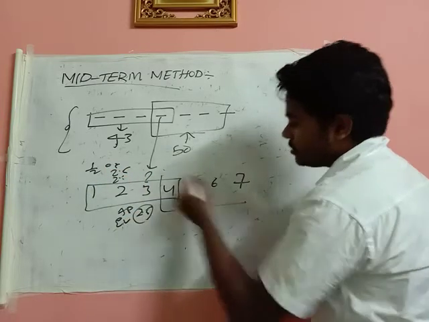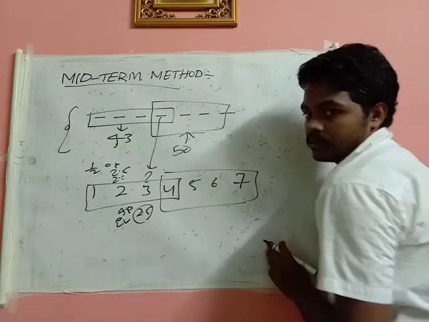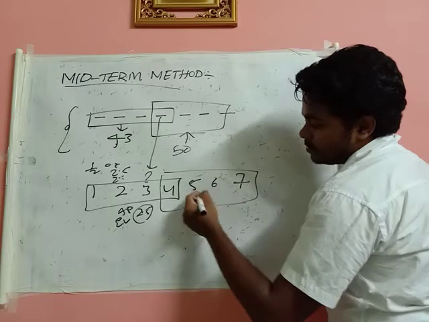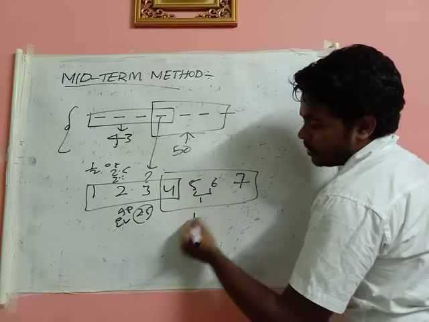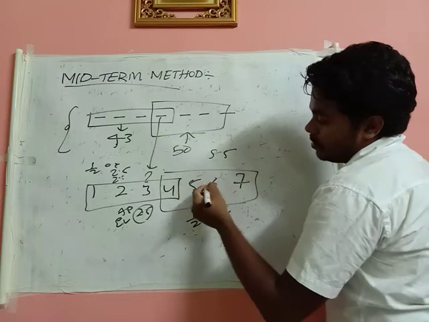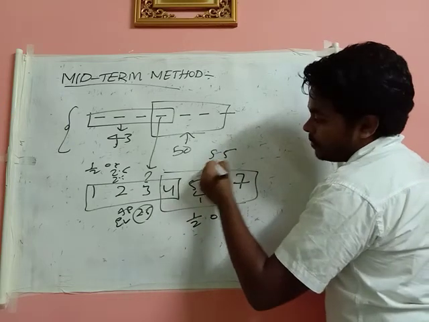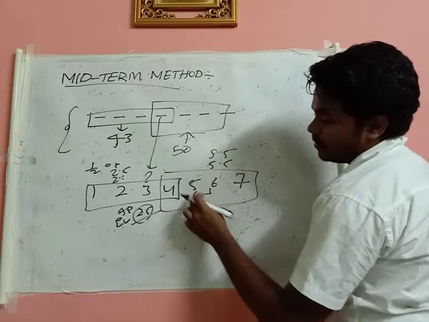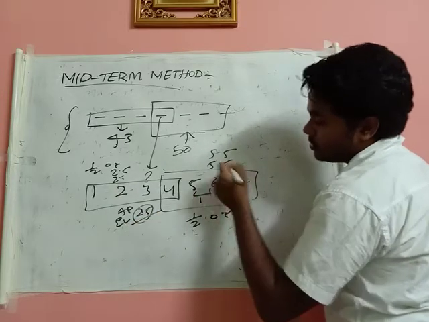Now coming to the last 4 slots, what is the average of this? 1 by 2 is 0.5. So 0.5 plus 5 is 5.5, and 6 minus 0.5 is 5.5. Right? So the average of the first 4 terms is 2.5 and the average of the last 4 slots is 5.5.